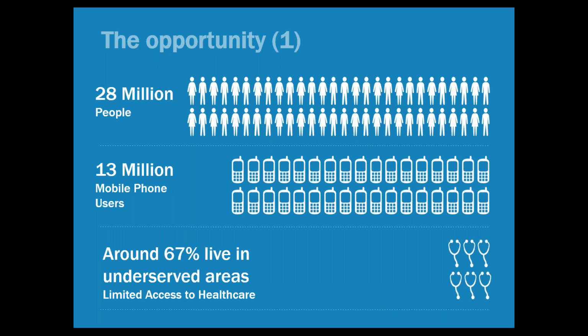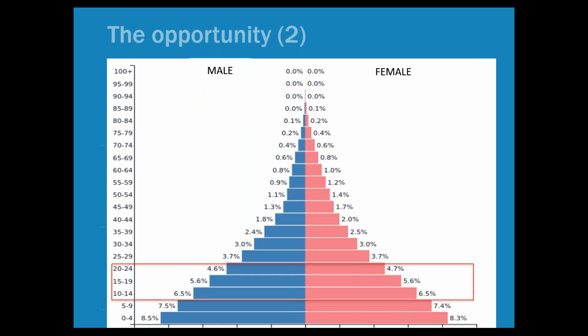So we have a lot of opportunity. We have a country with 28 million people and almost half, 13 million, use mobile. And we have limited access to healthcare. Around 67% of those live in underserved areas, so they are in need of information and services.